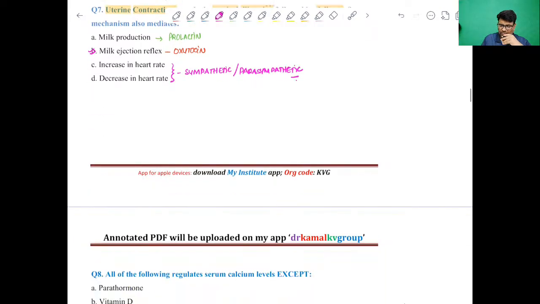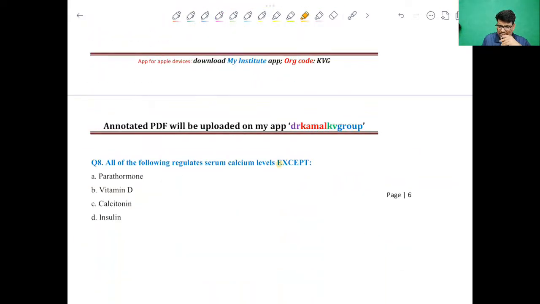The next question, very basic. All of the following hormones regulate serum calcium level except. I think everyone can answer this. So here we know that parathormone will increase the serum calcium level. Calcitonin is opposite to parathormone, so it will decrease it.